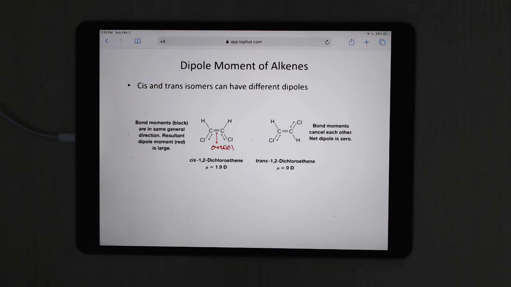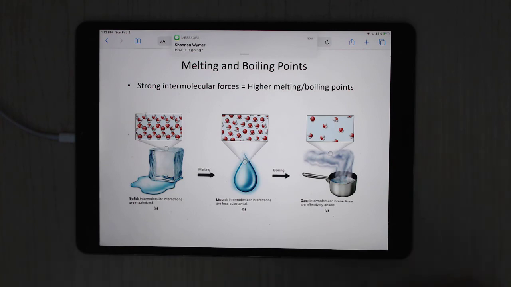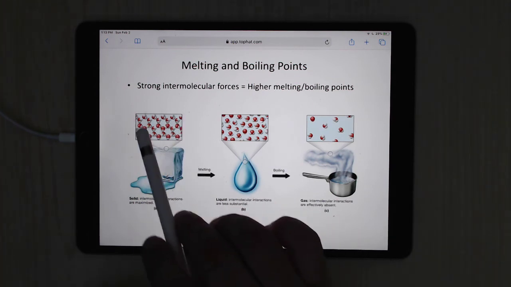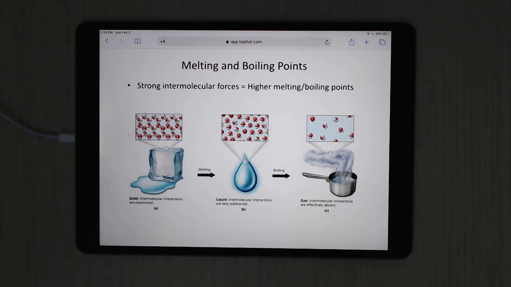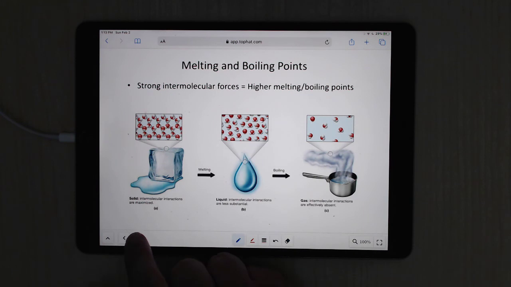And so this allows for different interactions. Okay? Because if you're looking at melting point and boiling point, what you're talking about is intermolecular forces. Okay? And so for solid, you've got a lot of forces, and typically, if you have a lot of interactions between them, you're going to have higher boiling and melting points.